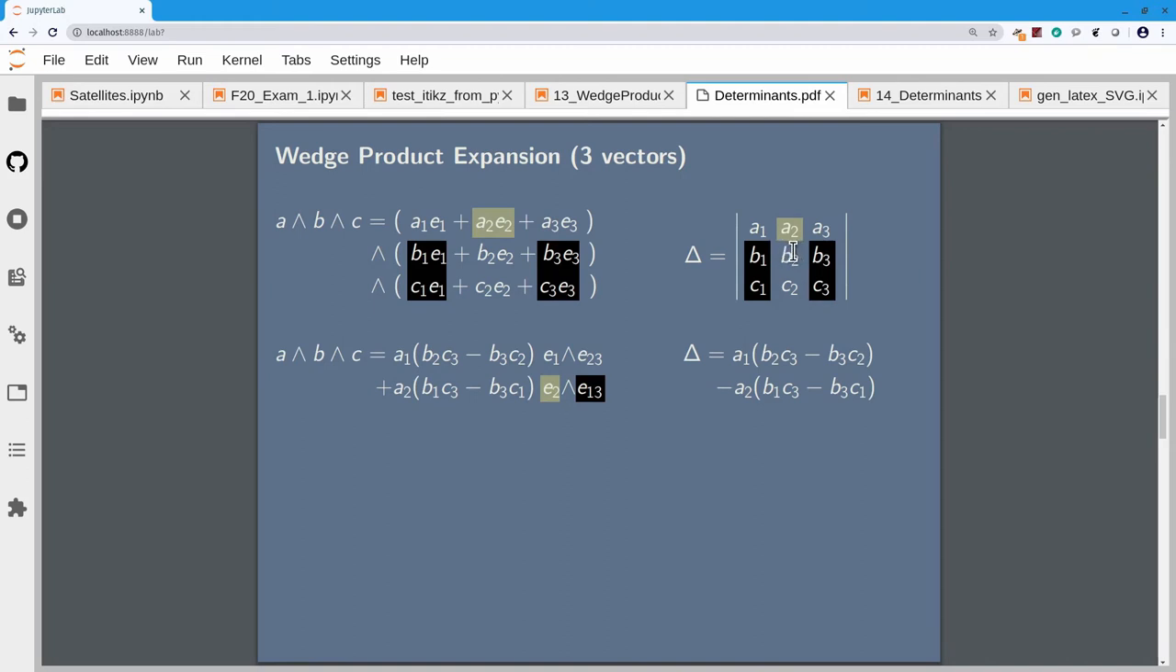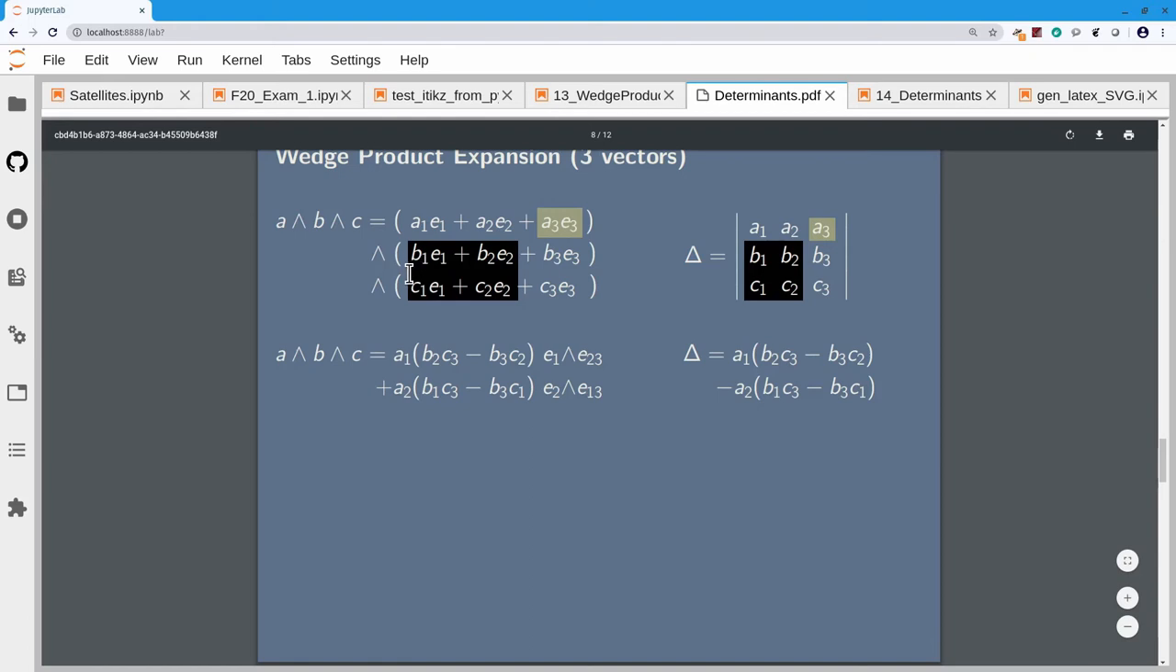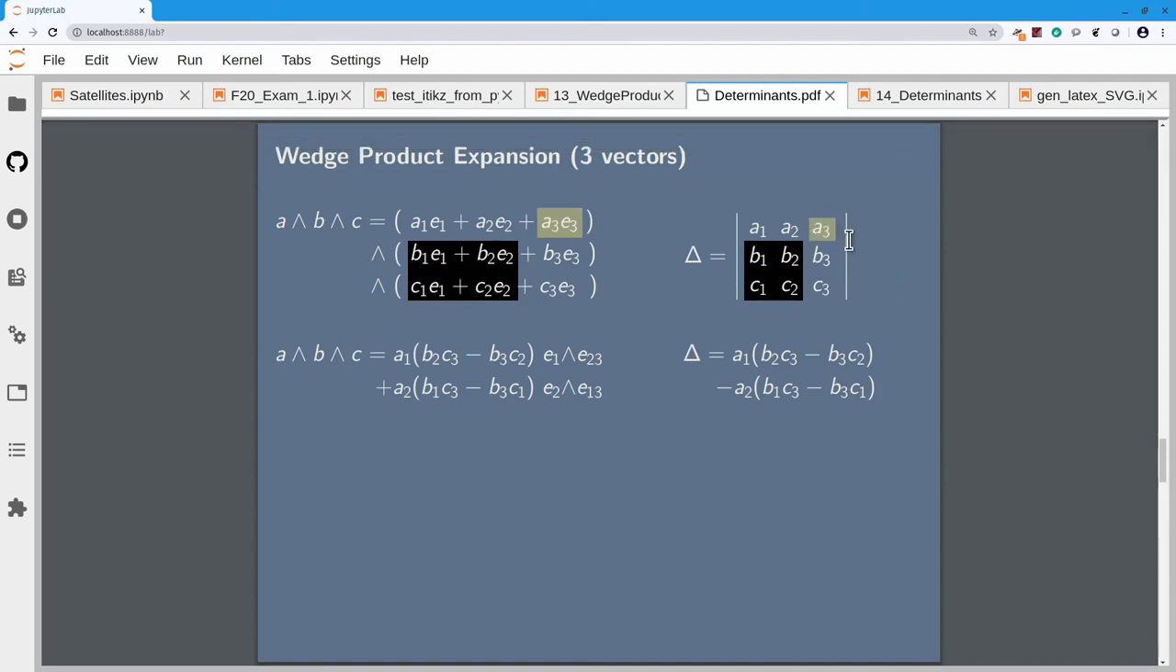Putting that in numerical order picks up a minus sign again. So over here in the matrix product, I see what I'm going to get when I reorder that. I'm going to get a minus sign, minus A2, times B1, C3, minus C1, B3, the terms that I get when I take the row that A2 is in and erase it, the column that A2 is in and erase it, and compute the wedge product that's left, B1, C3, minus B3, C1. Let's go for the third vector, A3, E3, wedged into, well, B3, E3, and C3, E3 won't enter anymore, wedged into the product B1, E1 plus B2, E2, wedged into C1, E1 plus C2, E2. In terms of the matrix, it's A3, erase the row and column that A3 is in, the product that I get from B1, B2, C1, C2.